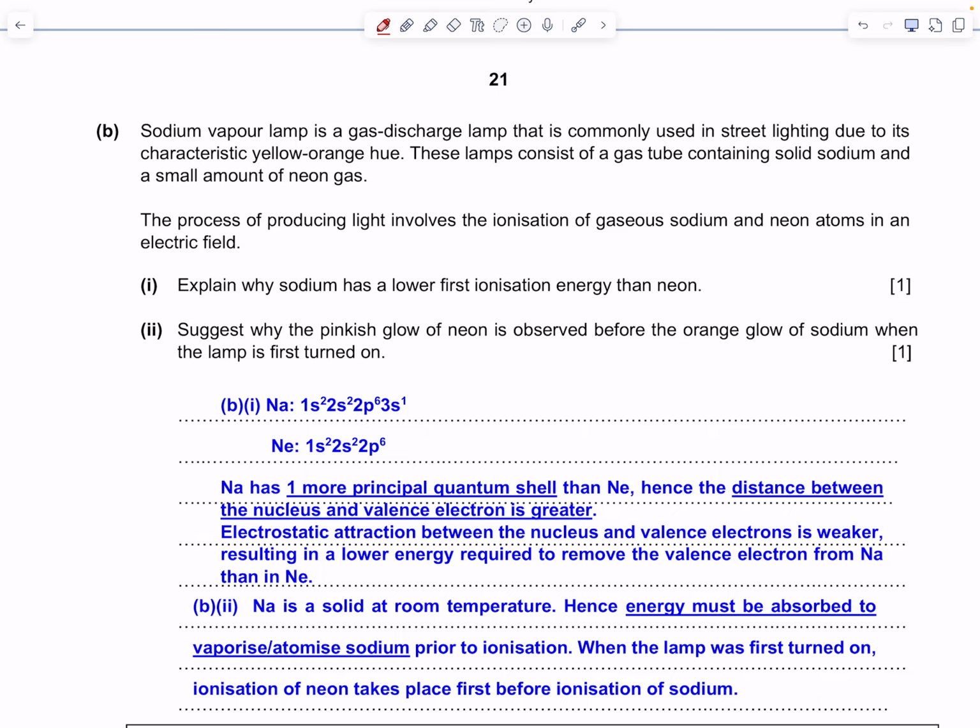Clear? So what's the purpose of this question? The setter is asking why, even though sodium has a lower first IE, it takes a longer time for sodium's color to be discharged as compared to neon. So the purpose is to highlight to you, the candidates, that ionization energy must be done in gaseous state. But unfortunately, our sodium is in solid. So it takes time for you to convert or atomize sodium solid into sodium gas. And that's the reason why there's a time lag, there's a delay. Okay?